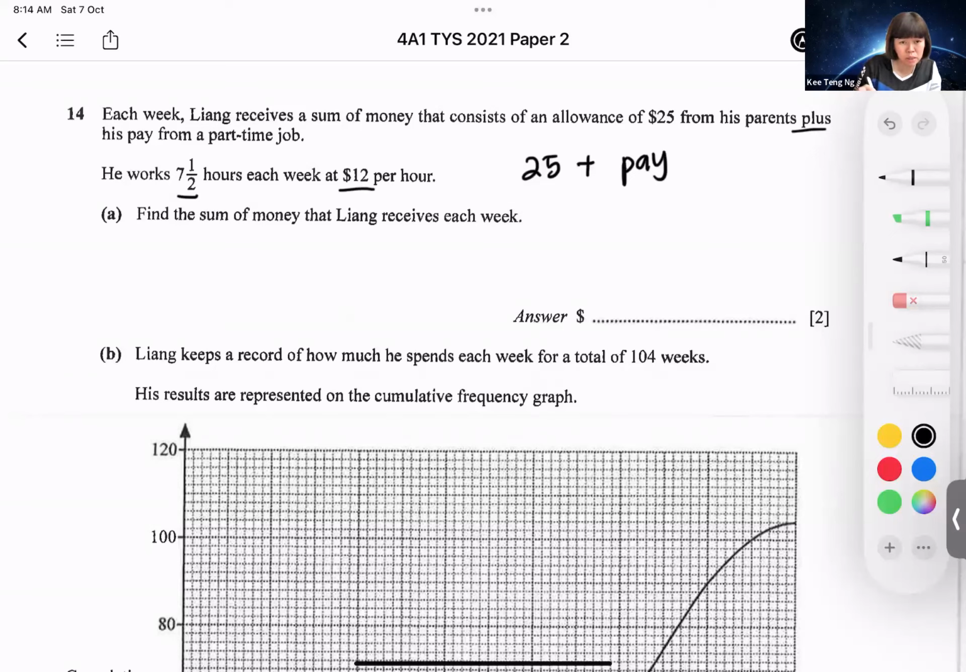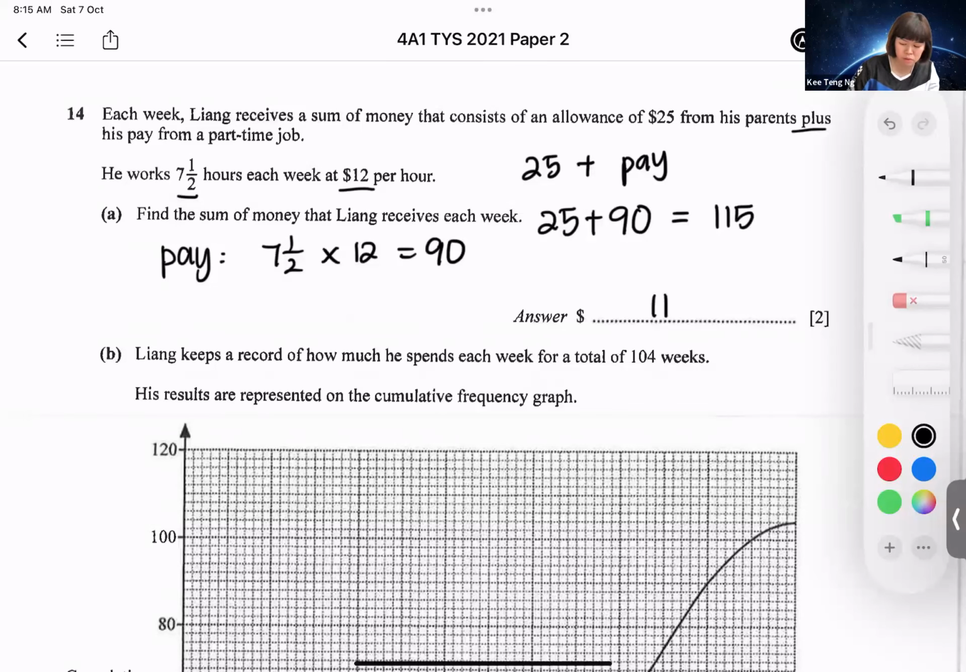So to find the amount of money that he earned, the pay, 7.5 times 12, right? So per hour, then you find the total, you just multiply. So 7.5 times 12 gives you $90. Then you add it back to the pay. So the total money that he has is $25 allowances plus $90 of his pay. That will give me $115. Have you gotten the answer?